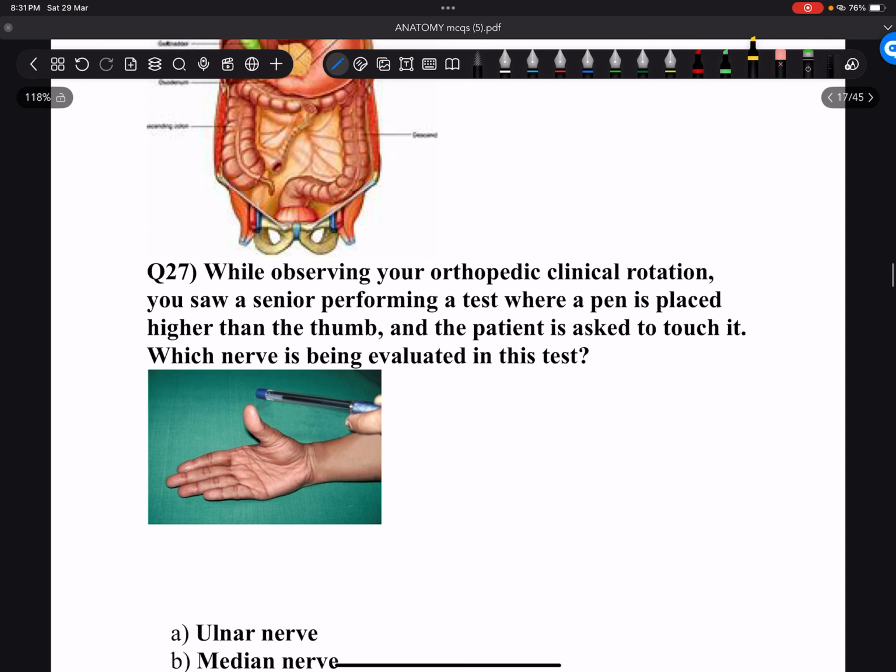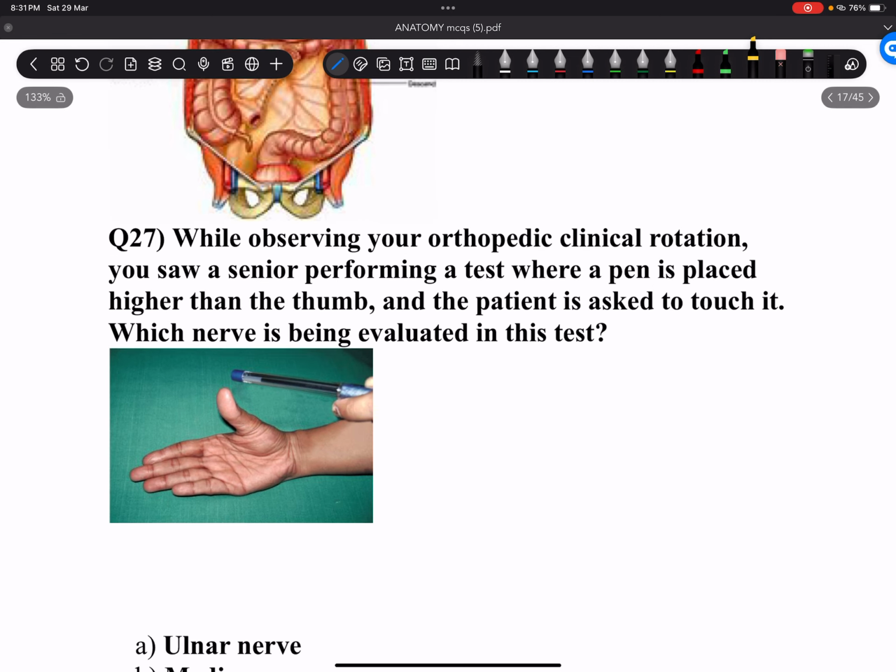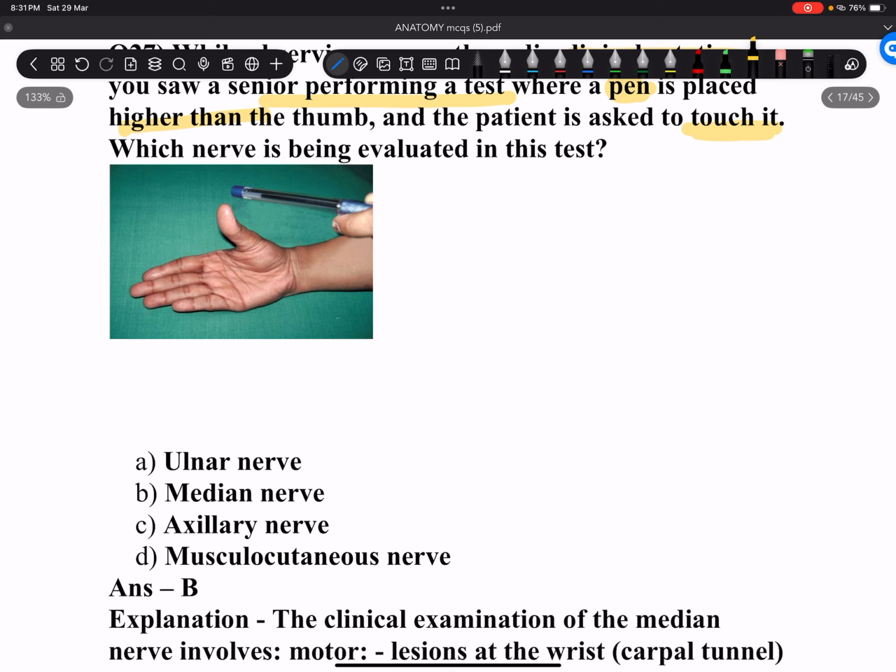Now let's come to another question. While on your orthopedic clinical rotation, you see a senior performing a pen test. The senior places his pen higher than the thumb and the patient is asked to touch it. Which nerve is being evaluated in this test? Yes, median nerve.